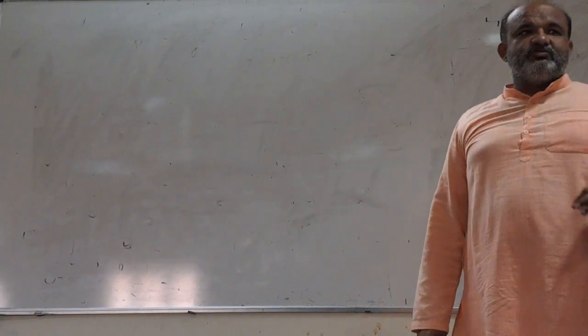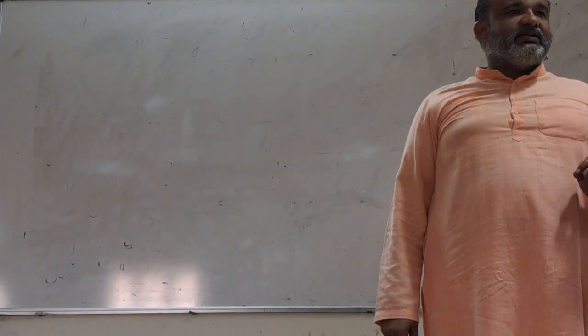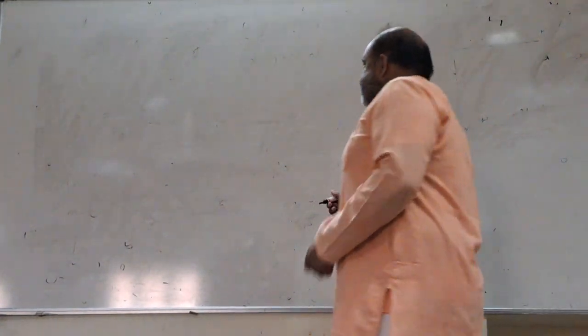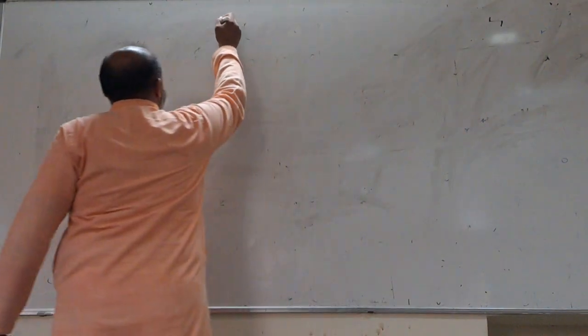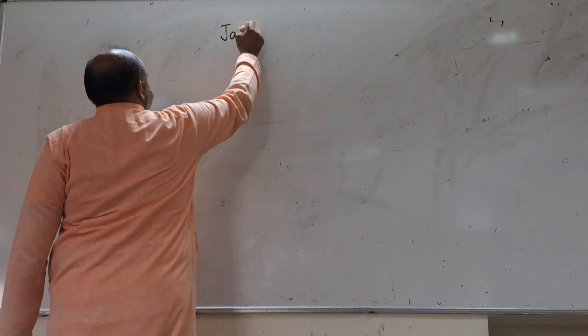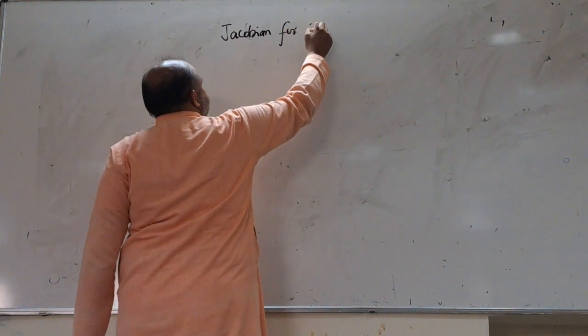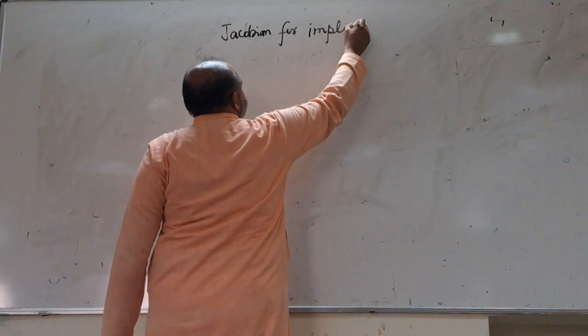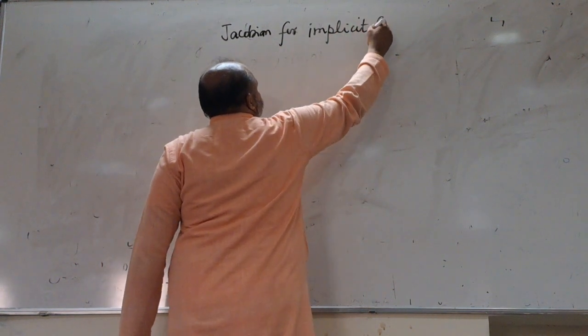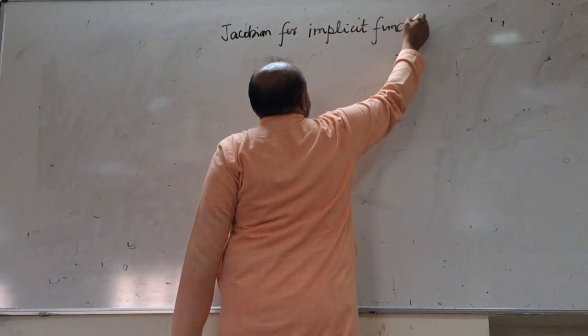Today we start how to find Jacobian for implicit functions.